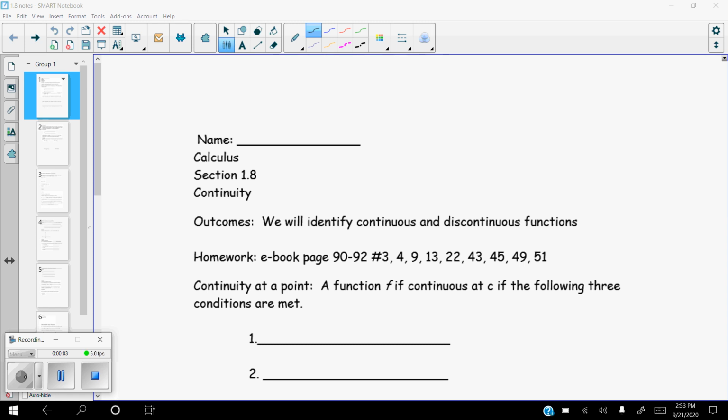All right, this is section 1.8, continuity. So first thing, once again, let's get rid of this. This is not your homework. It will, of course, be WebAssign. So we'll put that in there.